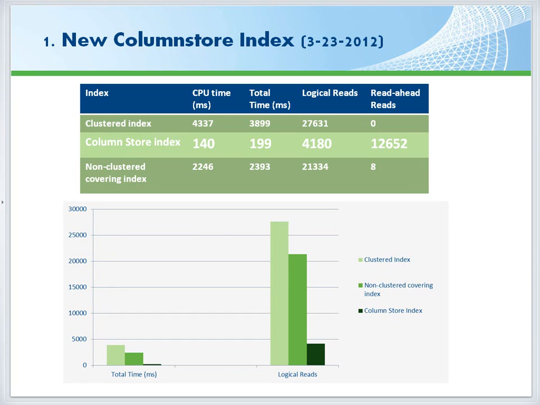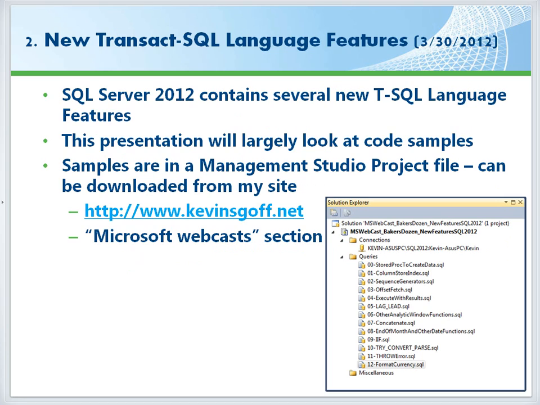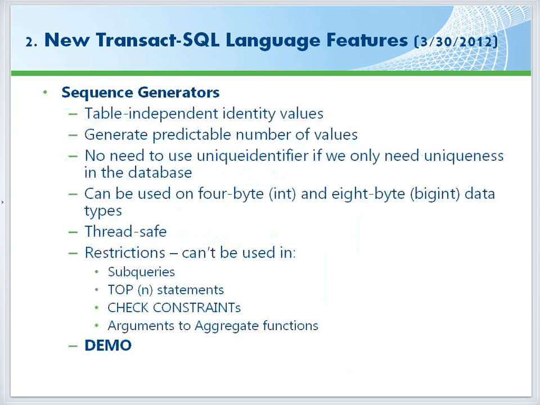And then here are some benchmarks on the performance and on the number of logical reads. So with a clustered index compared to a non-covering index compared to a column store index, we see tremendous benefits in terms of a reduction of the number of logical reads and a reduction in the number of milliseconds for the query to execute. And then last week saw the new T-SQL features, and they are again part of the Management Studio solution that's part of this download.